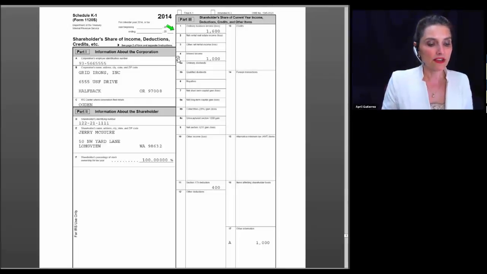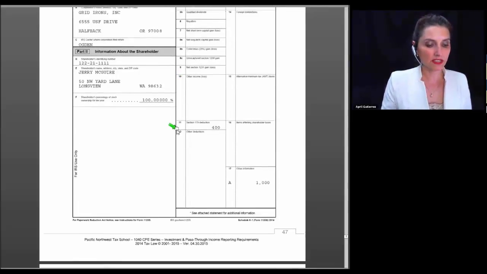Then when I look farther down, I see there's also $100,000 of interest income. And I know that this interest income is going to retain its character, and therefore it will not go on Schedule E, page 2. Instead, it's going to carry to Schedule B if Schedule B is required, and then on to the Form 1040 on line 8A.